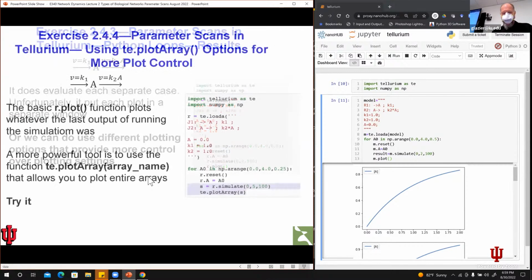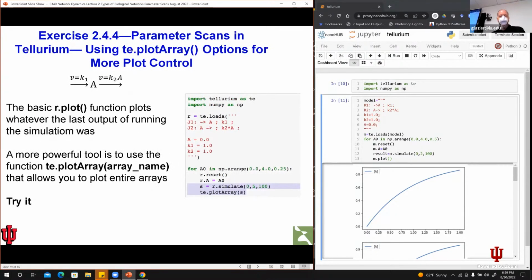So we'll use the plot array function. We've been using something called m.plot, which is the built-in plot, which is the simplest one. There's a slightly fancier one called plot array, which we call with an argument, the output of our simulator. So here I called it result. I want everybody to try that. What does that do?